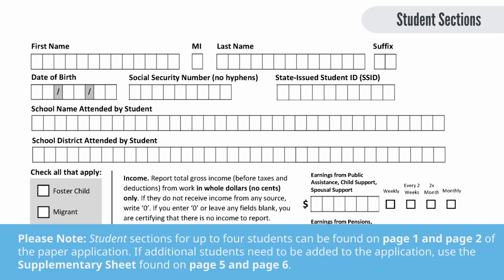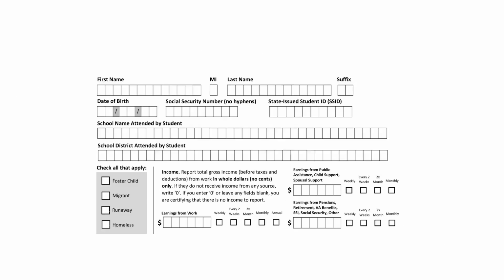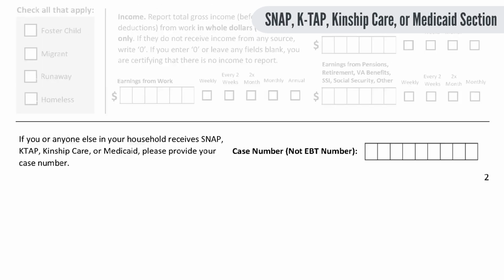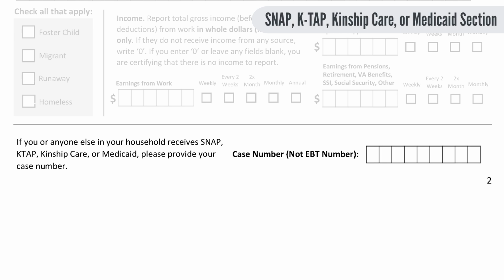Please note, student sections for up to 4 students can be found on page 1 and page 2 of the paper application. If additional students need to be added to the application, use the supplementary sheet found on page 5 and page 6. Next, we will cover how to complete the SNAP, K-TAP, Kinship Care, or Medicaid section found on page 2 of the paper application.